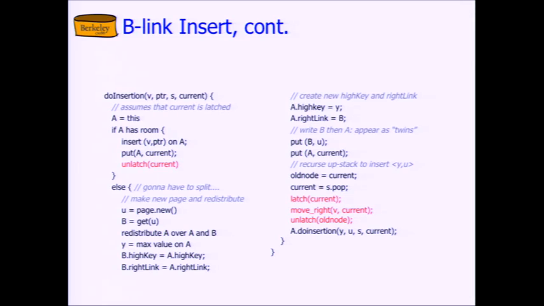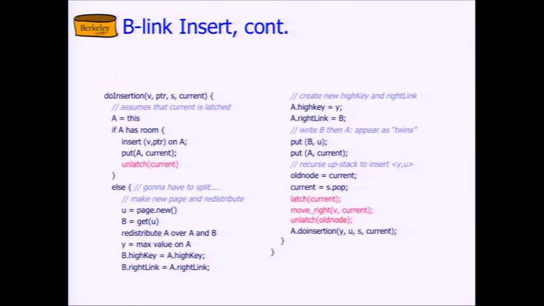Okay, so that's good. It's the case where there's not enough room on A. We're going to have to split A. So we make a new page, B, and we redistribute. We get a pointer to a new page called U. That page is actually in the database. We now copy that page into a variable B. No one else in the world knows about this page but us, by the way. Okay? We redistribute the keys of A over A and B. Y is the new max value on A. We set the high key of B to be the old high key of A. We set the right link of B to the old right link of A.